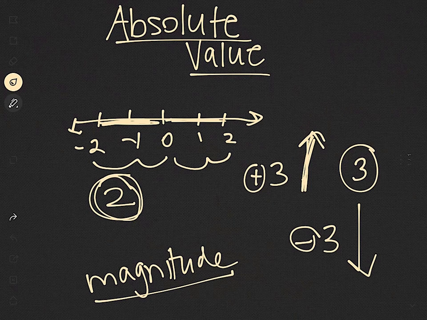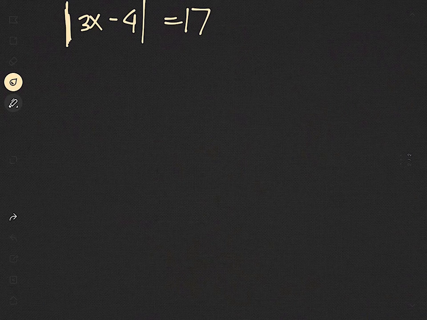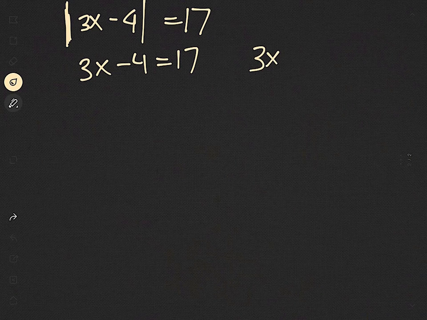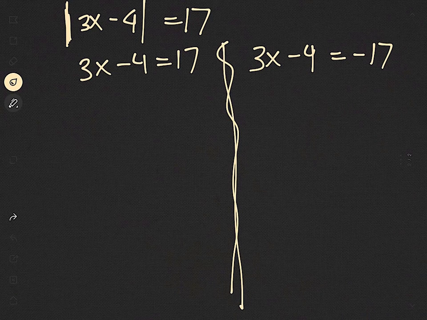Let's start off with an example on how to solve an absolute value equation. I'm going to write, this is an absolute value symbol by the way, it's going to look like giant lines, 3x minus 4 equals 17. Like I said, 17 is the magnitude. So when we take away the absolute value symbol, our magnitude of 17 can mean 3x minus 4 equals 17, or 3x minus 4 equals -17. This is how we're going to solve it. We're going to separate it into +17 and -17 and solve both sides.